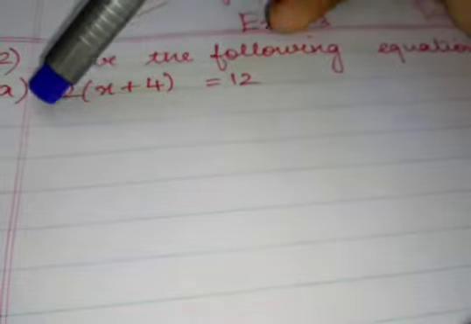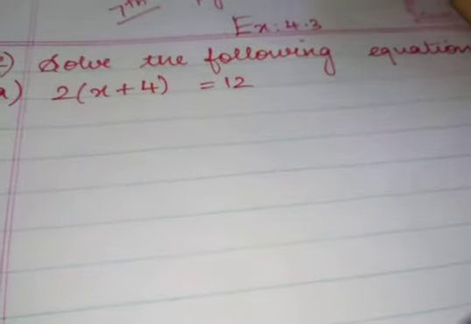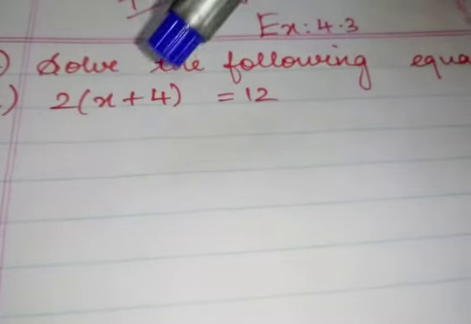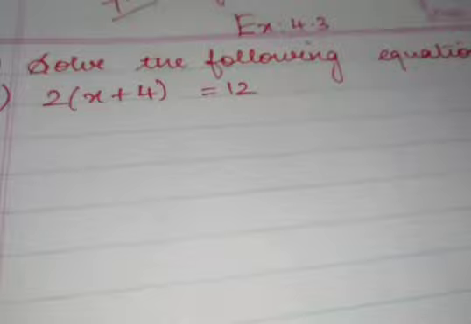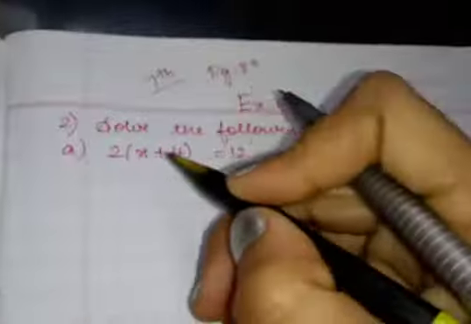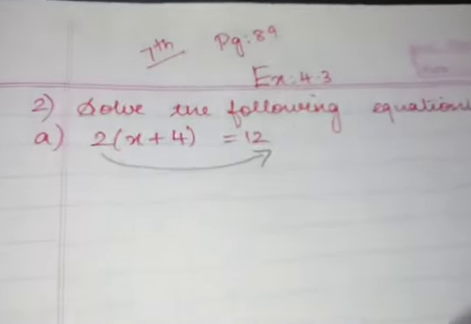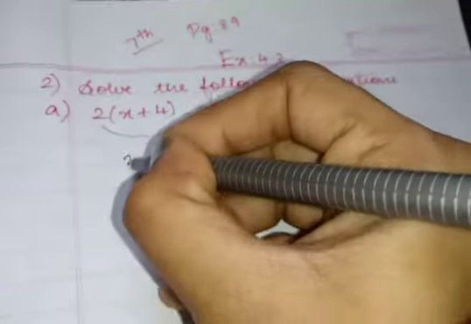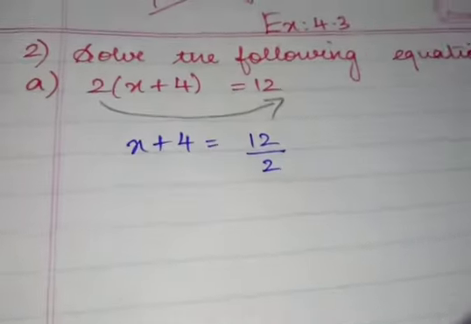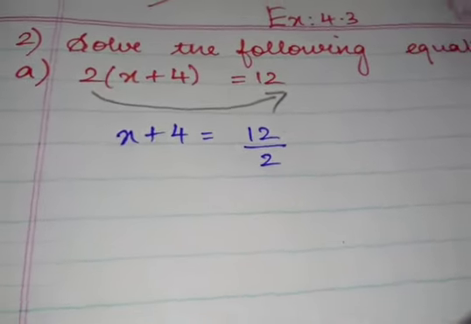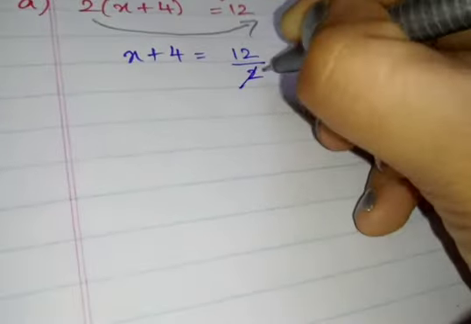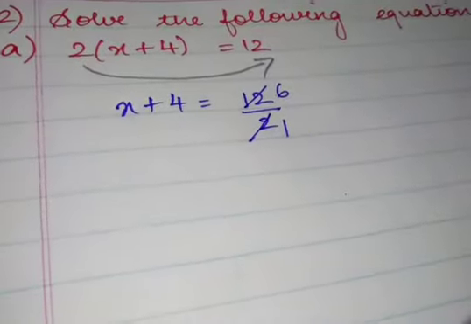In this, 2 is there, no? 2 is actually multiplied with x as well as 4. So what I am doing is, first I am going to shift this 2 towards the other side, because the transposing method itself means we want to shift it to the other side, right? So x plus 4 is equal to 12 divided by 2. Is it correct? Because this multiplication of 2 comes to this side, it becomes division. 2 1s are 2, 6 2s are 12.